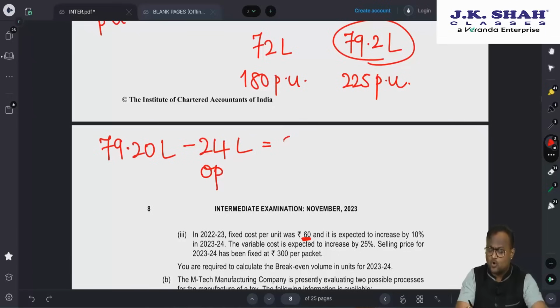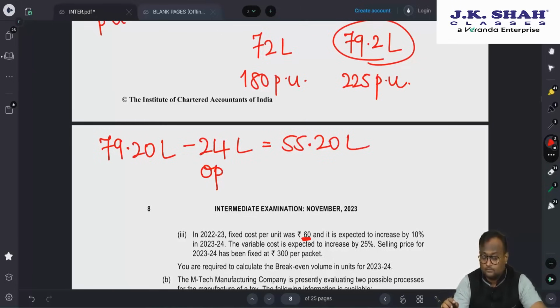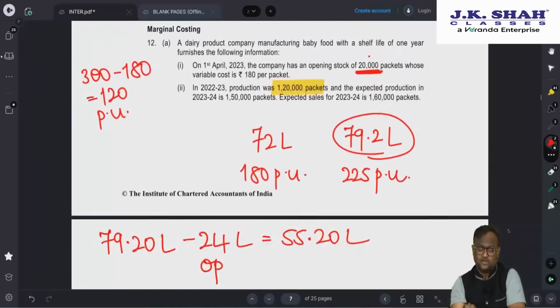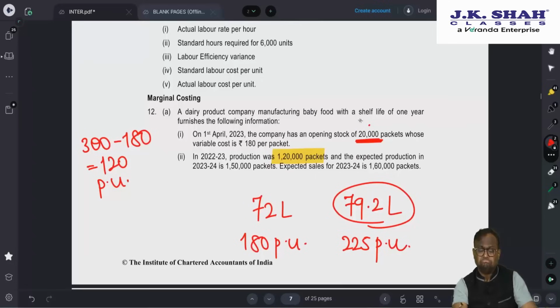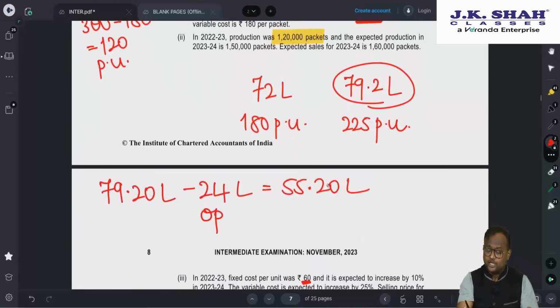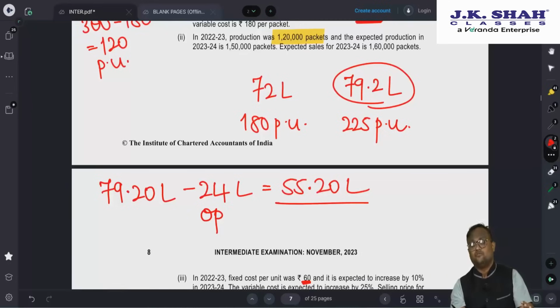How much more we need to achieve? 55,20,000 we need to achieve more. Correct? In the second year, your fixed cost is 79,20,000. You want to achieve that. But out of 79,20,000, 24 lakhs you are any which way recovering by selling the opening stock which is already produced. So you want to produce some quantity which will give you contribution of 55.20 lakhs that will recover the balance fixed cost. Your current selling price is 300.